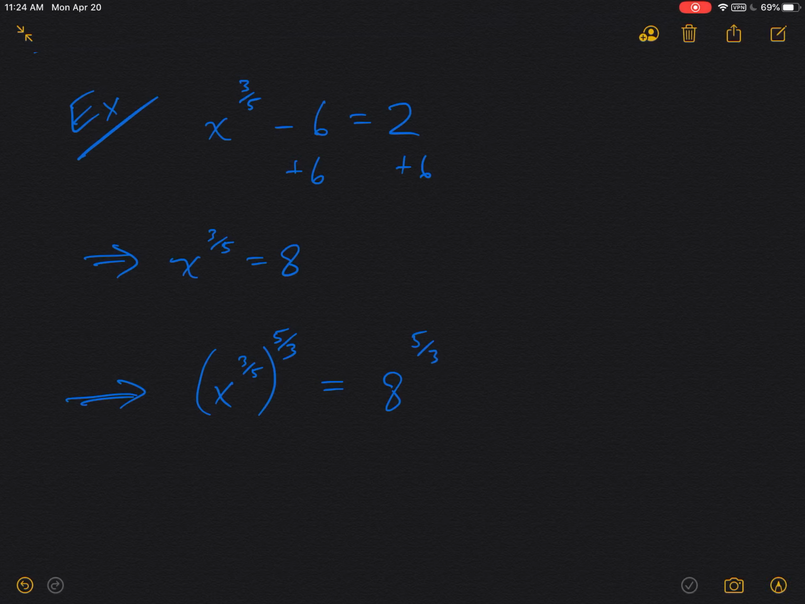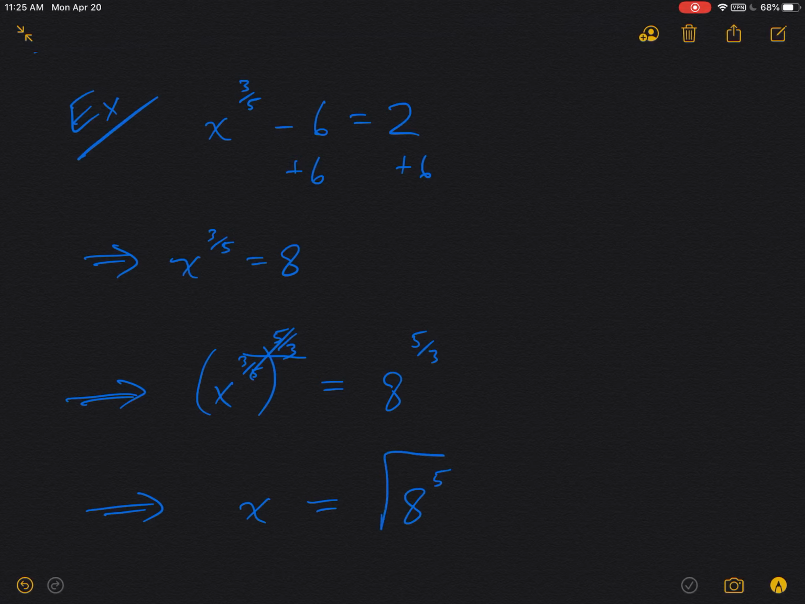Now the reason for doing that is that on the left-hand side, remember that when I repeat exponentiation, I would be multiplying. So I would get 3/5 times 5/3. Those would cancel and leave me with just a single power, or x to the first power. And then on this side, what I have is 8 to the 5/3. This I can actually simplify a little bit.